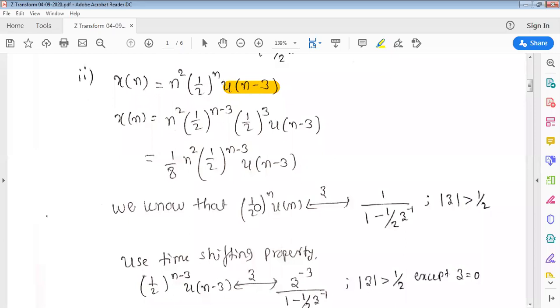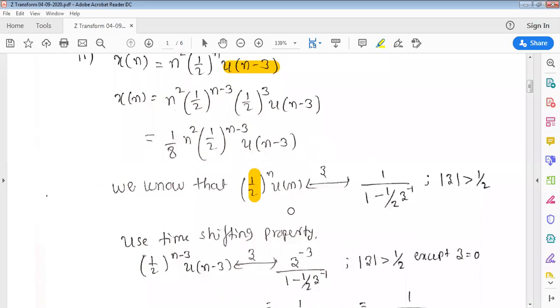So once again, I will use a formula: 1 by 2 power n u of n z transforms into 1 by 1 minus 1 by 2 z raised to minus 1, so mod z more than 1 by 2. See here, a power n u of n translates to 1 by 1 minus a into z power minus 1, where mod z is more than a. The a is 1 by 2 here. So this much I have obtained the z transform.